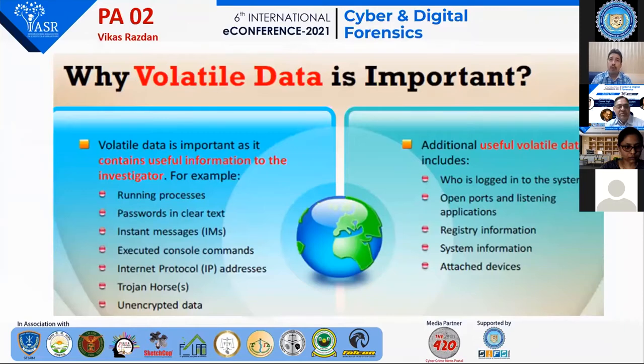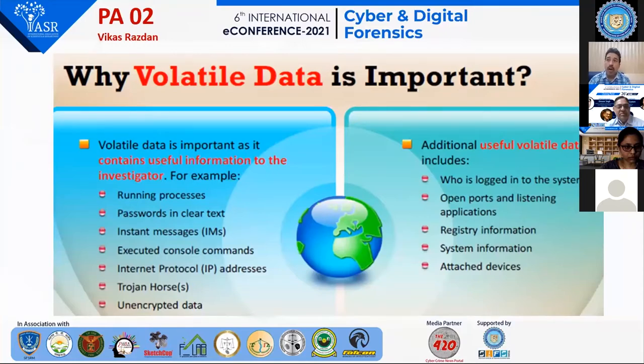Now the question arises: why is volatile data important? The information on the RAM includes running processes, passwords, sometimes in clear text, instant messages, whatever communication they had, the console commands they are using, and the internet protocol addresses to which they are connected. We can get a lot of information from that. In crimes like cyber terrorism, we can get information on how they are connected to their counterparts, and the IP addresses of the places they have been in connection with.